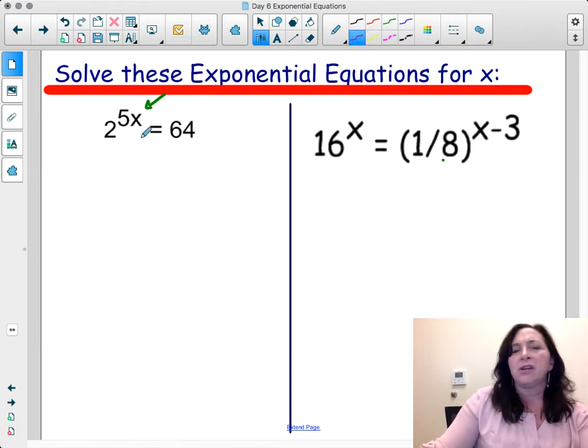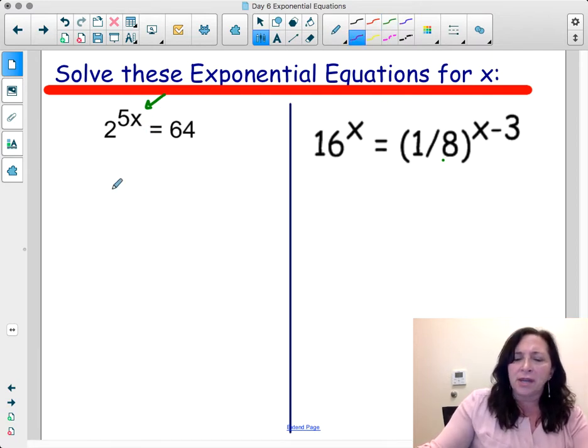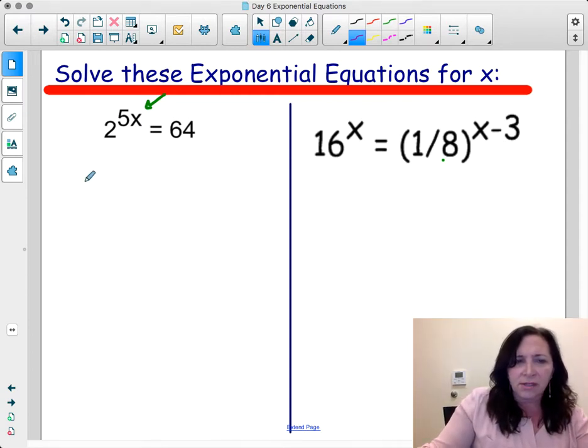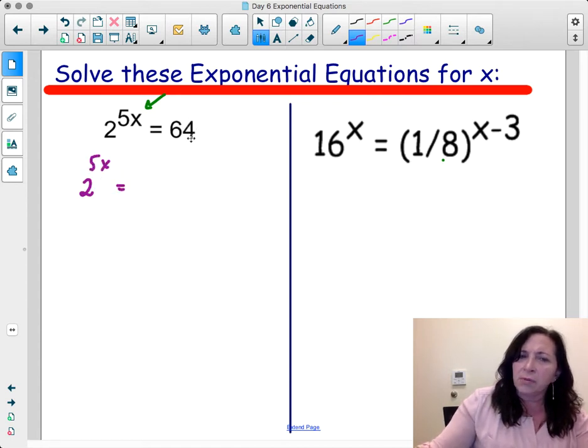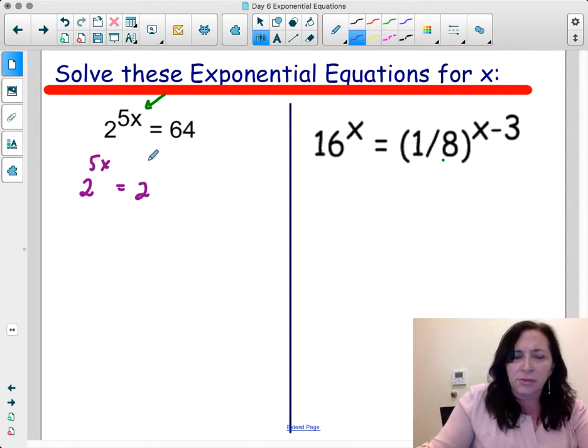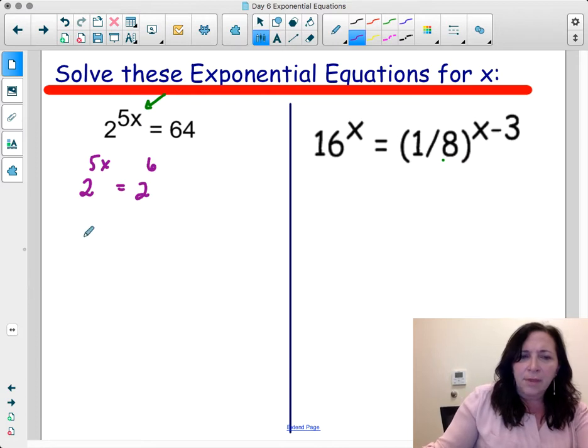For this problem right here, I do recommend that you always try to get your bases at the same value if possible. So we know that this is 2 to the 5x power. And 64 can be rewritten, again, 8 times 8. 8 becomes 2 times 4, which is 2 times 2 times 2. And then double that again. So you actually have 2 to the 6th power. Well, if your bases are the same, you can definitely set your exponents equal to each other. And then you're going to divide out, and you're going to get x equals 6/5.